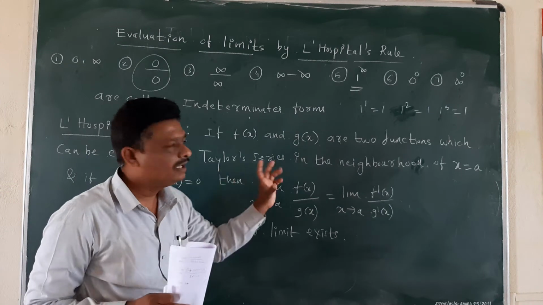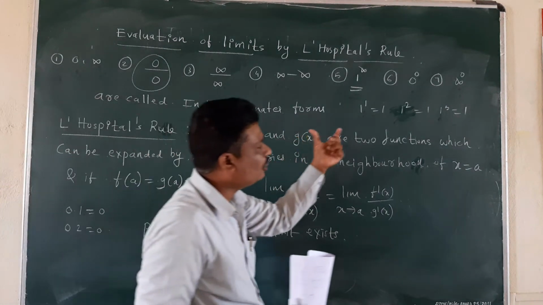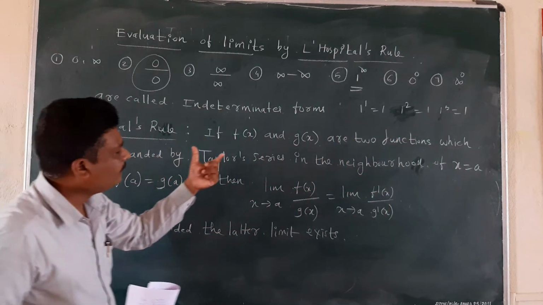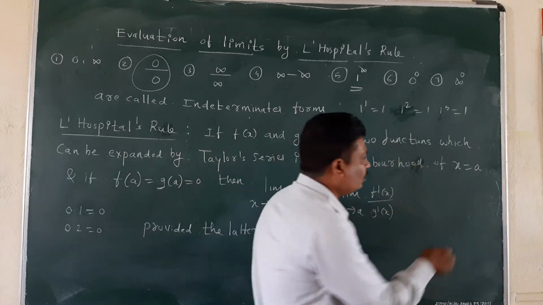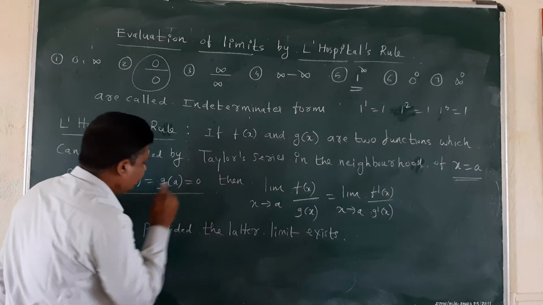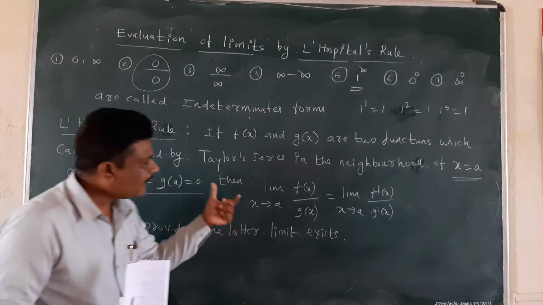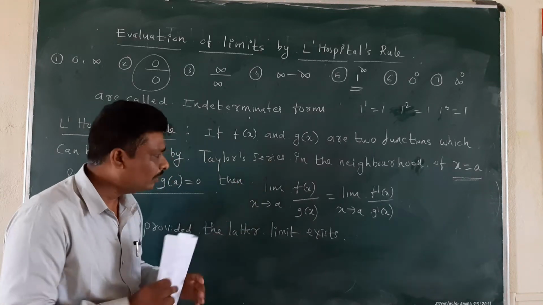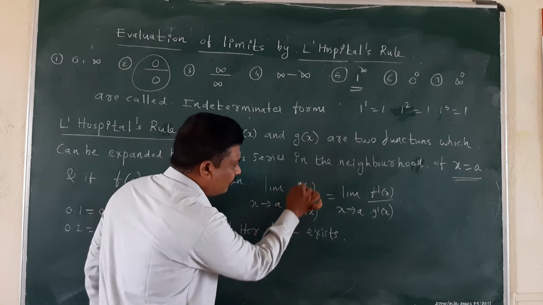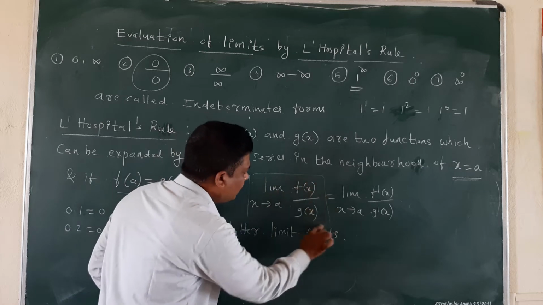First we will see L'Hospital rule. The rule is like this: if f of x and g of x are two functions, then they can be expanded by Taylor series in the neighborhood of x equal to a. Here the point is x equal to a, and it is given that f of a equals 0, g of a equals 0. Then as per the L'Hospital rule, see here carefully, consider the limit of x tends to a, f of x upon g of x as our problem.